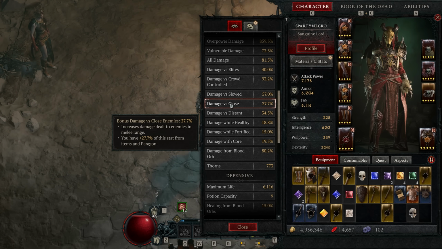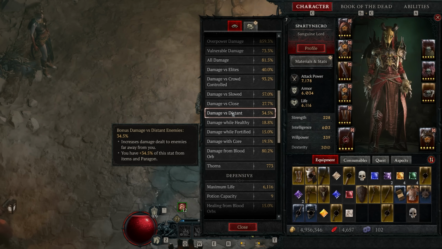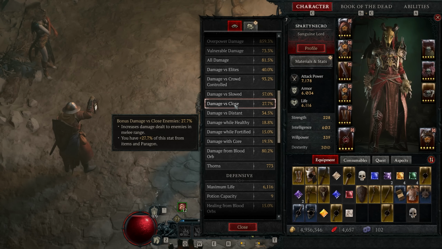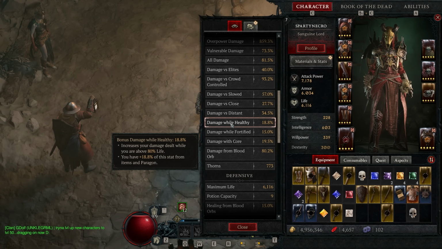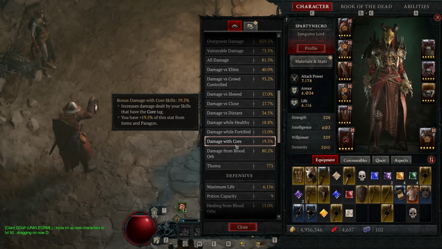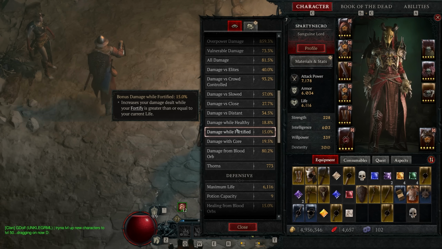And when your build has a certain style of doing damage, like, I'm close all the time, there's no real reason I should have any damage versus distant, unless I just haven't rolled the affix off or what have you. I'd want to stack as much damage versus close, because this is a wasted stat for me. I'm not necessarily doing anything with it. But I do spend a ton of my time healthy and fortified and using my core skill, so all these kind of come into effect.